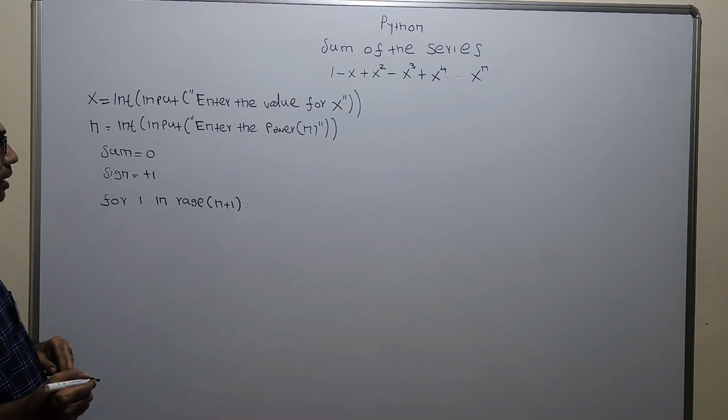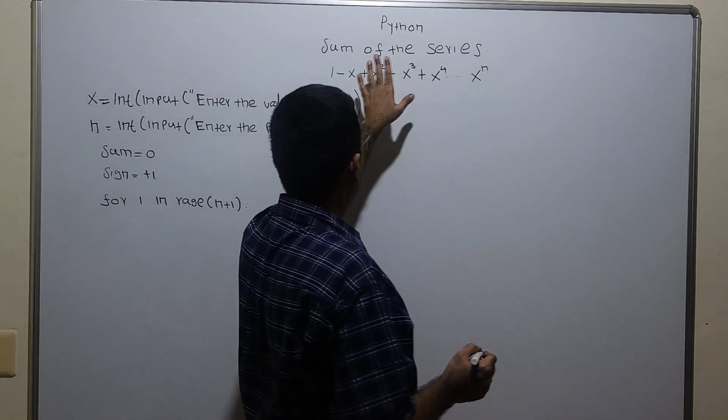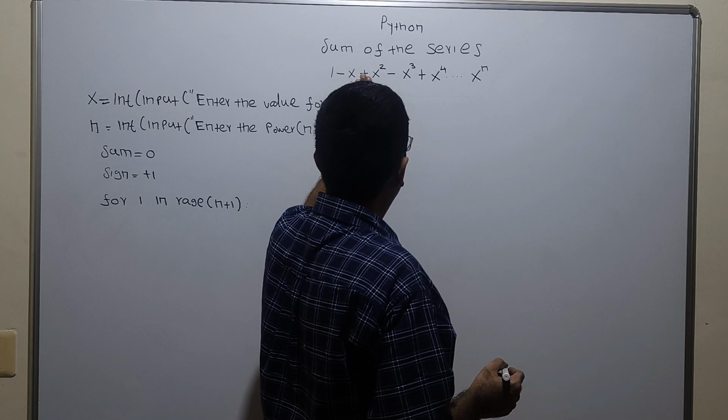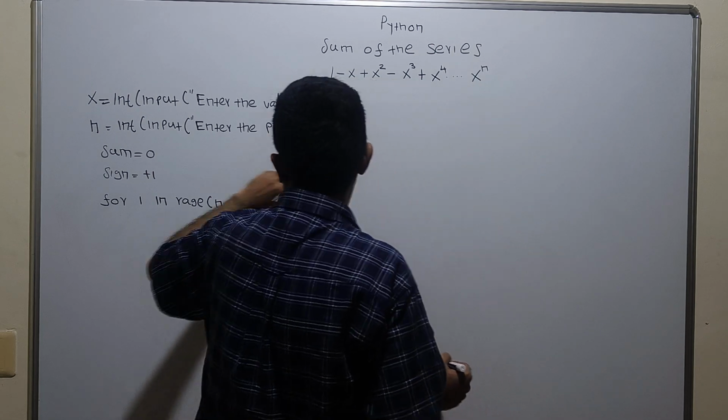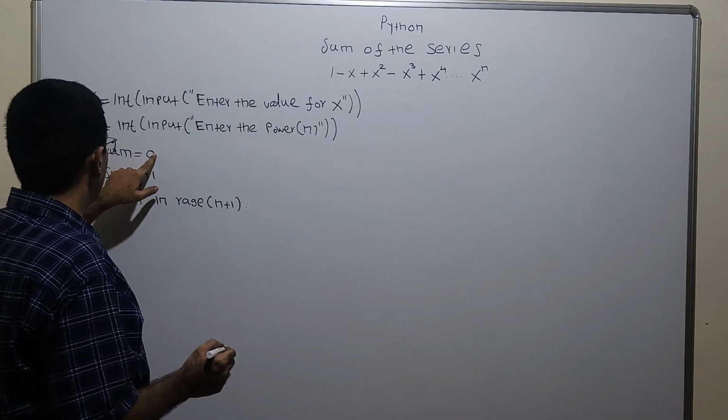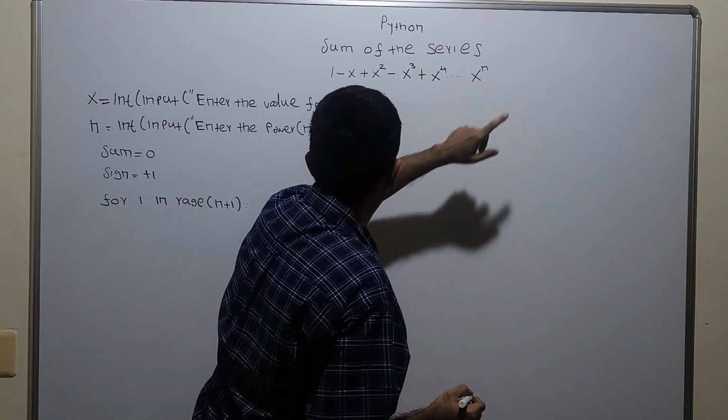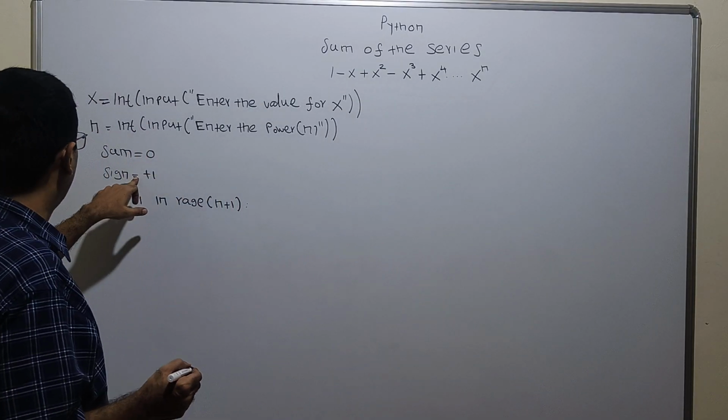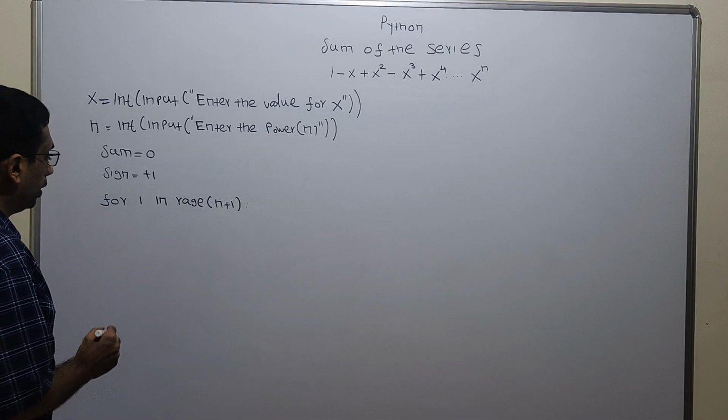Now I am writing the logic to calculate the series. I am having a value for x and the value for n. I am having two variables. One is sum to store the sum of the series, and I am having a variable sign. I am having plus 1 as an initial value.